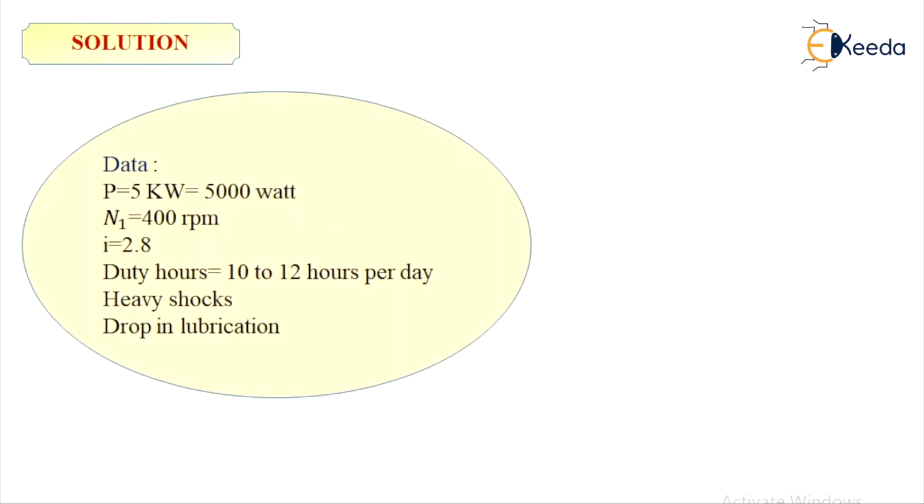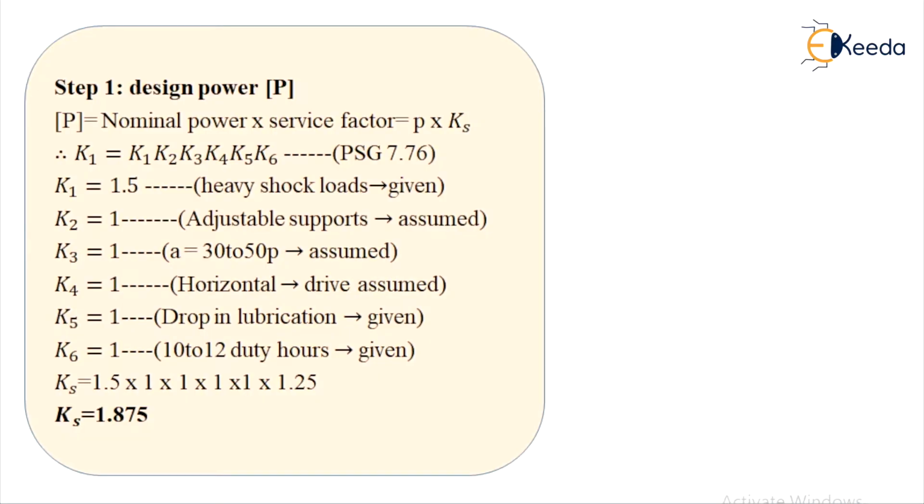Let's write down the data for this. Power given is 5 kilowatt, that is 5000 watt. N1 is 400 rpm. I is 2.8. Duty hours are 10 to 12 hours per day with heavy shocks and drop-in lubrication. Step number 1. To find out the design power, the formula is P is equal to nominal power multiplied by service factor, that is P into Ks.